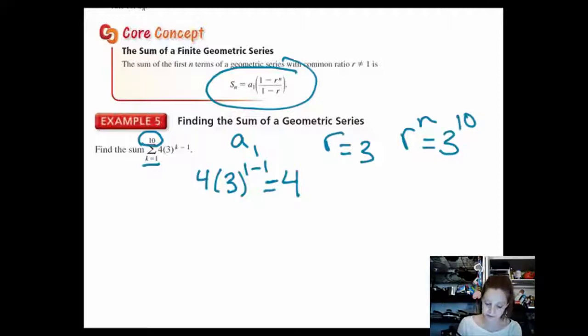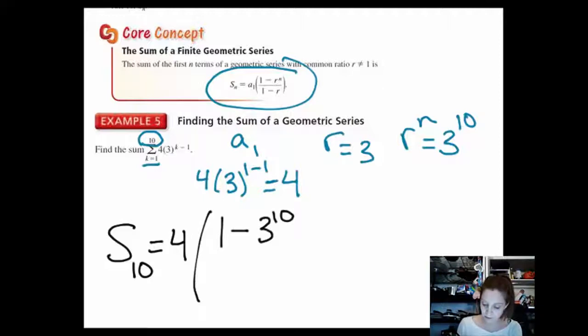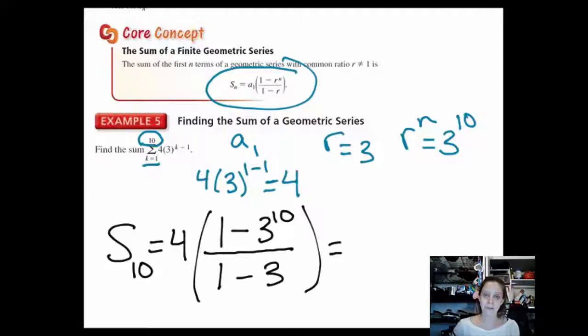Now I plug all those things into the formula. So the sum of the first 10 terms is equal to, the first term is 4, times 1 minus 3 to the 10th over 1 minus 3. And I would plug that into my calculator, and I'll get 118,096.